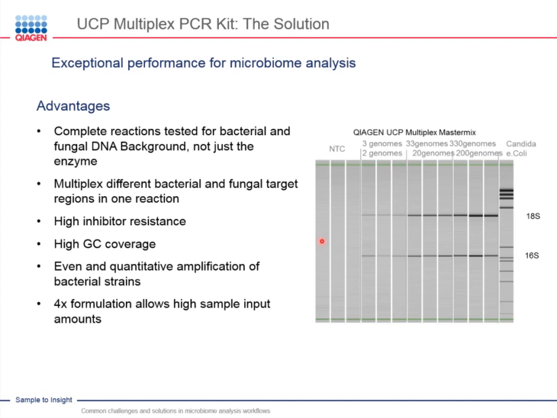Beside the low background, which is already a key point of this master mix, it is a high concentrated formulation. So it's a 4x master mix, which allows you to add high sample amounts. We have customers doing a 20 microliter reaction, and out of 20 microliter, 14 microliters are sample, 1 microliter is primer, and 5 microliter are the master mix. So this is enabling you to add big amounts of your samples in case they're not highly concentrated.